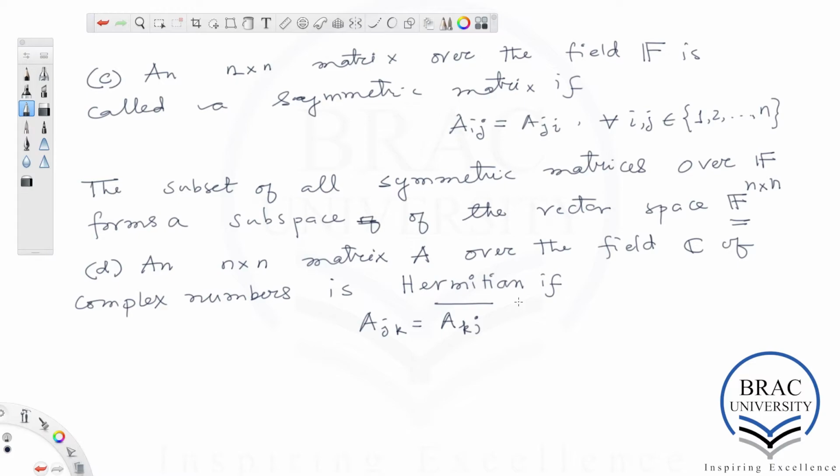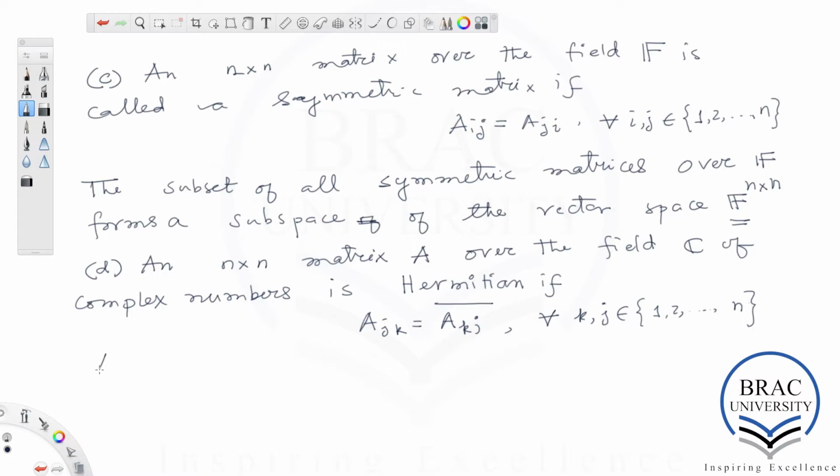That way what you get is the transposed conjugate of the given matrix, and if that's the same as the original matrix, then it's called Hermitian. Okay, and this has to hold, in other words, for all k, j in this finite set 1 to n.